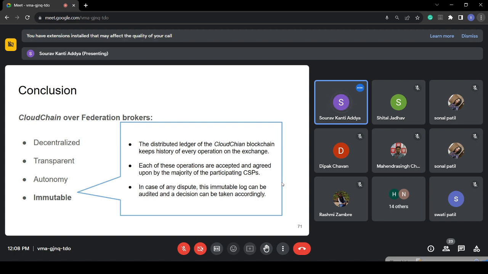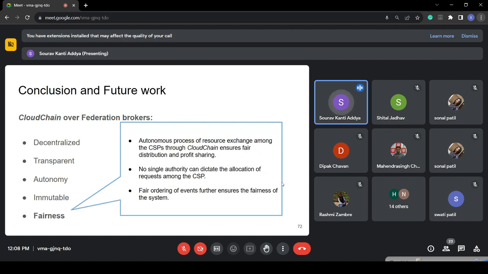take any decision. Fairness: the autonomous process and resource exchange among the CSPs through cloud chain ensures fair distribution and profit sharing. So the bias problem in centralized systems will be tackled here. No single authority can dictate the allocation of resource requests among the CSPs. Fair ordering of events further ensures the fairness of the system.